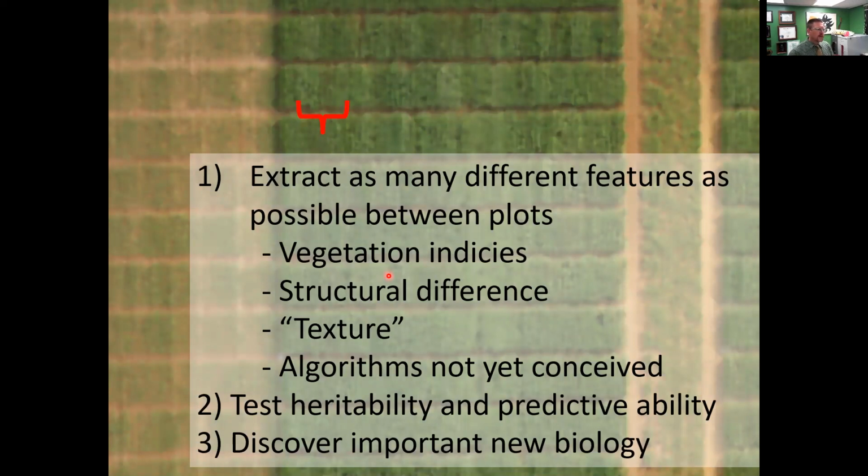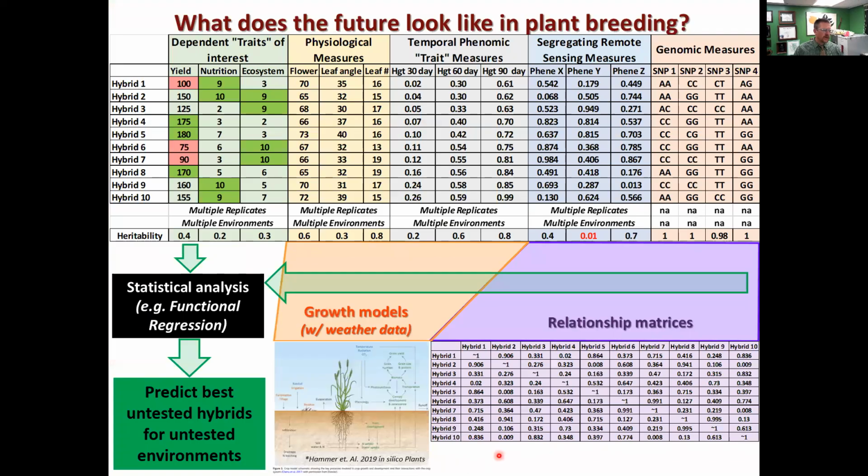But where we're going is we want to extract as many different features as possible between the plots. We need to get out of the mindset for breeding that we're going to just measure plant height or vegetation index or something that we can only measure on the ground. We need to figure out how we can measure as many possible things as we can, and then develop the algorithms to use them in prediction. So we're going to do that. Whatever we can do to extract information from these plots, then we'll test the heritability and use that to predict yield, and that'll help us find new biology.